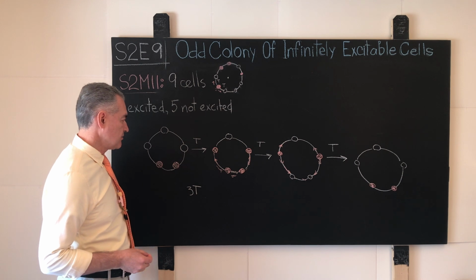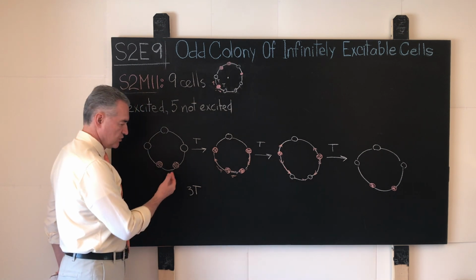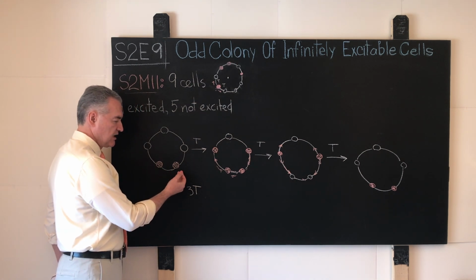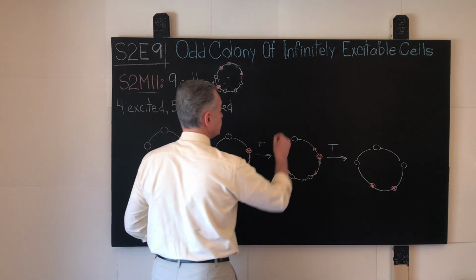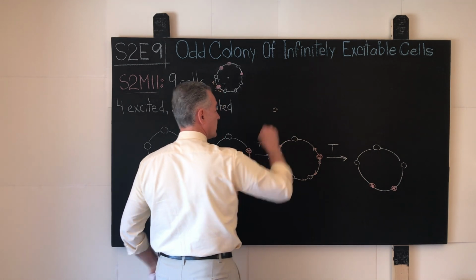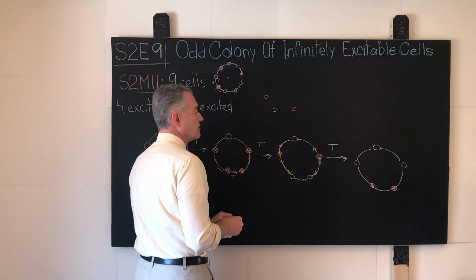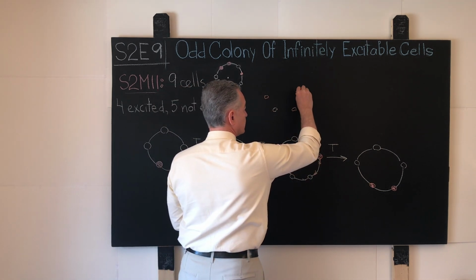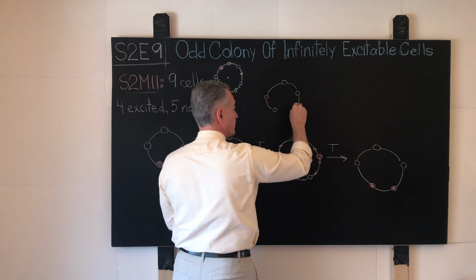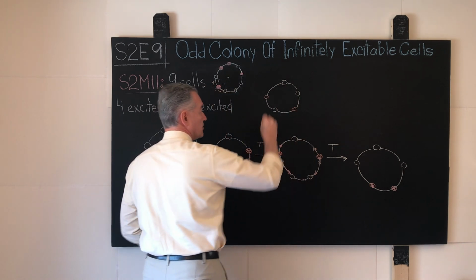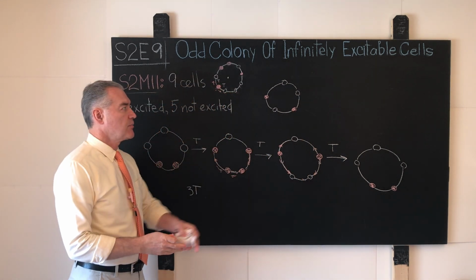As another sample configuration that you should investigate on your own, for example, if we have just 2 excited state cells that are separated by 1 not excited cell, let us see what will happen. 1 not excited cell, another excited, and these 2 guys not excited. What will happen in this transition? For example, this cell is excited and this cell is excited. What will happen in this case?